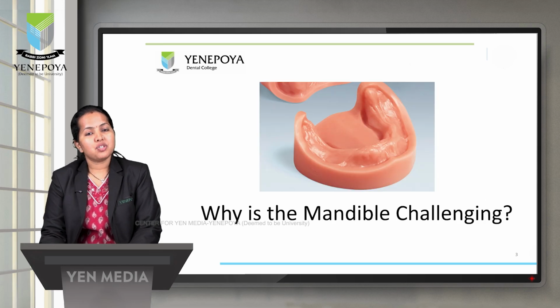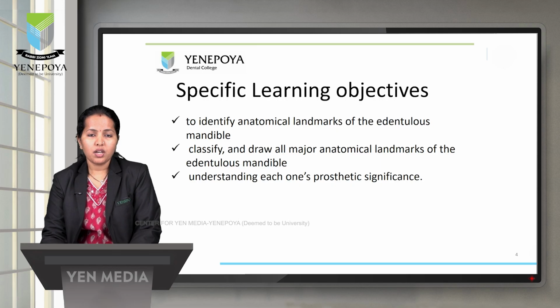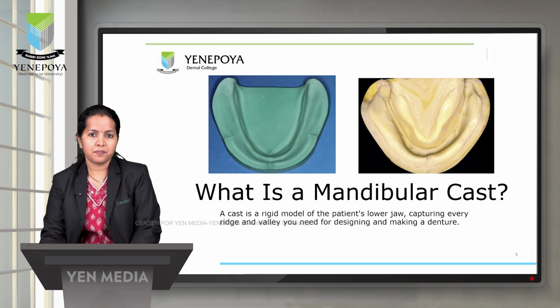Why is the mandible challenging? There are two things. One is the less surface area, and the second is the more variation in the lower jaw. So, specific learning objectives: to identify the anatomical landmarks of the edentulous mandible, to classify and draw all the major anatomical landmarks of the edentulous mandible, and to understand each one's prosthetic significance.